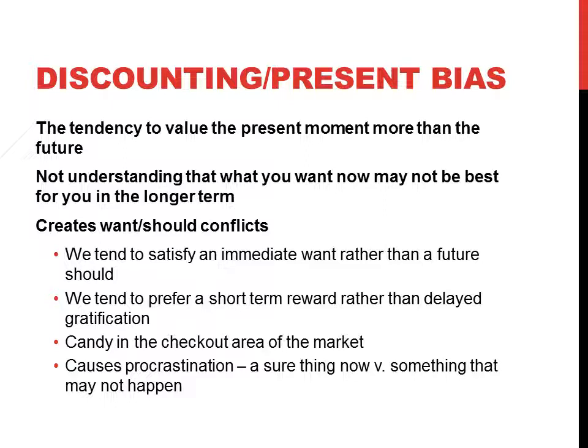The present bias causes procrastination because what we do is we continually opt for a sure thing now versus something that may not happen in the future. And so we keep putting it off, we make no decision about it. The political arena, especially decisions around climate change and around environmental technologies and energy policy, are good examples of the present bias in action.